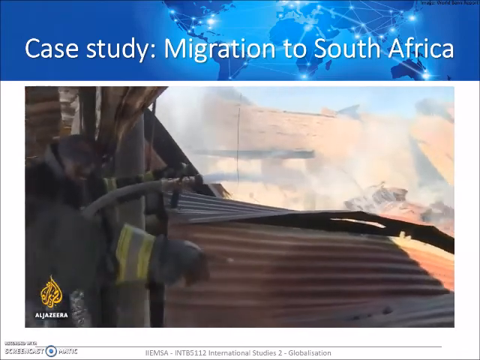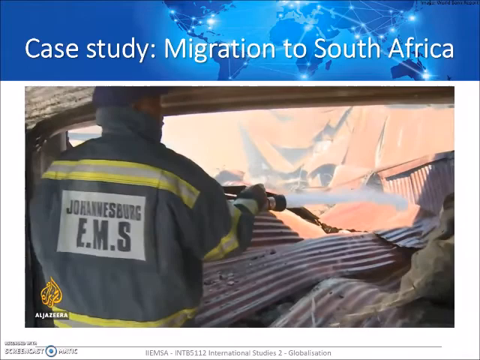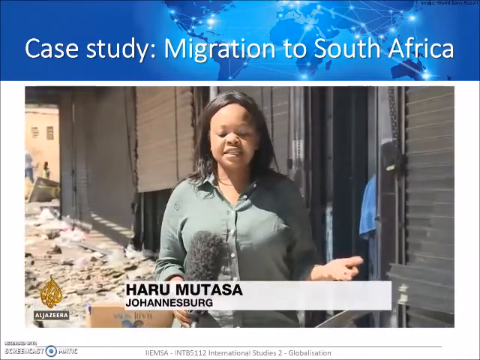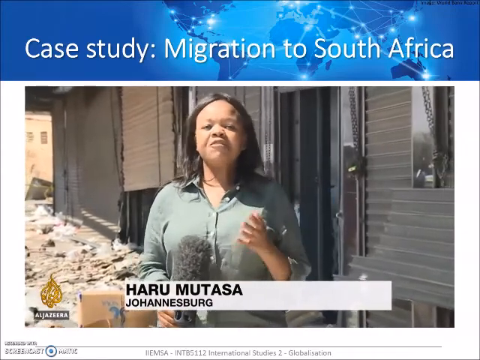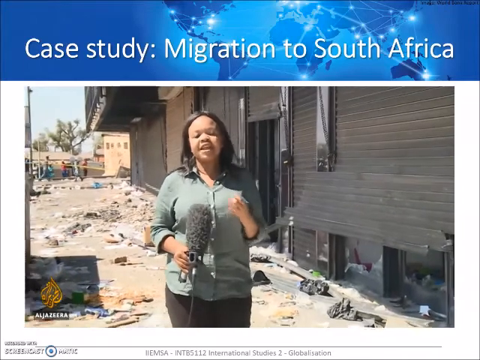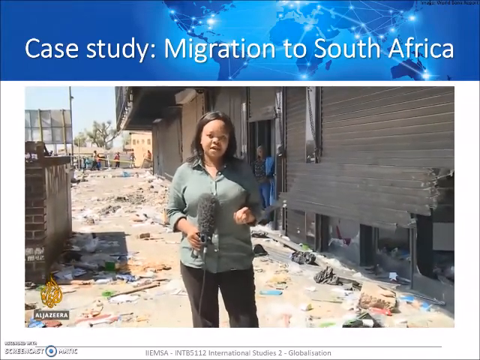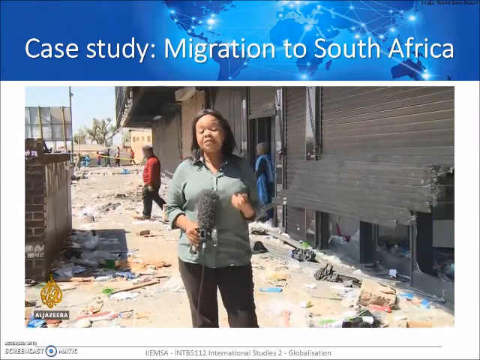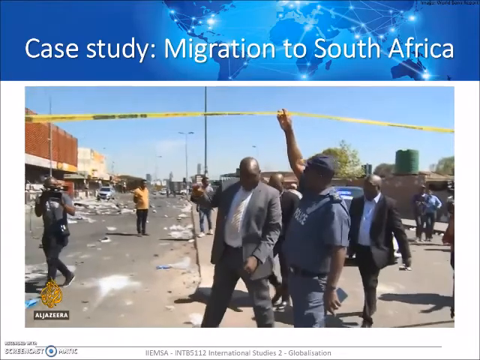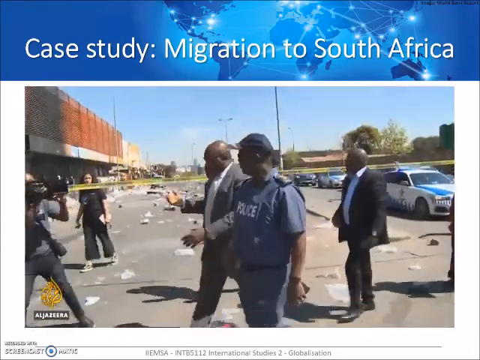Some say the country's high unemployment rate, now nearly at 30%, widespread poverty and inequality are to blame for the violence. In 2008, at least 60 people were killed and more than 50,000 forced from their homes when mainly foreign African nationals were targeted. 4 years ago, at least 7 people were killed. Some South Africans feel they are competing with outsiders for scarce jobs. Human rights groups say anti-immigrant comments made by some politicians are making things worse.